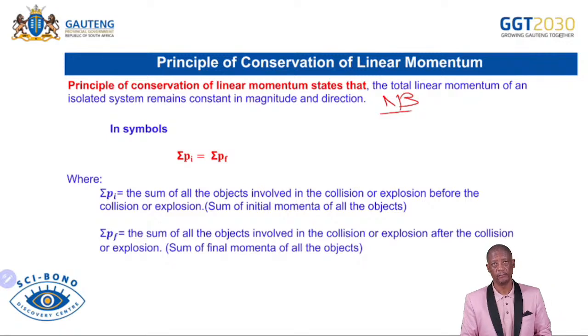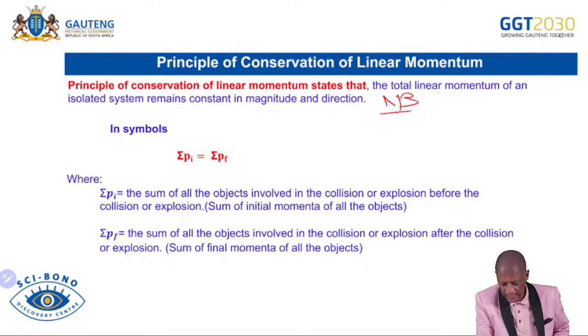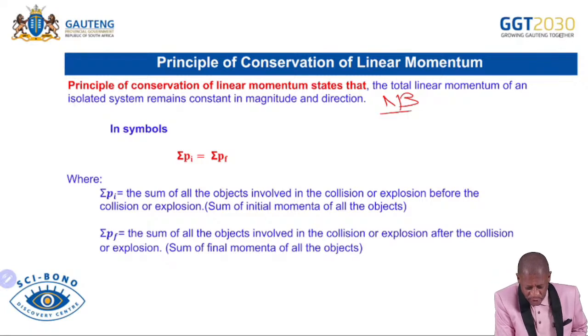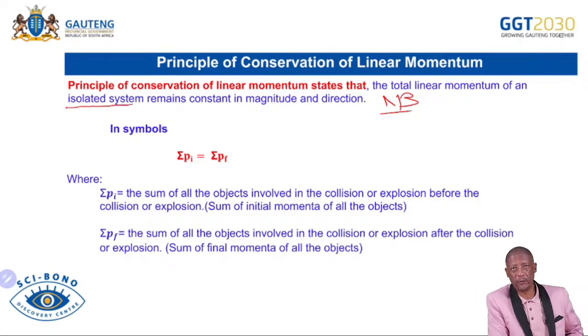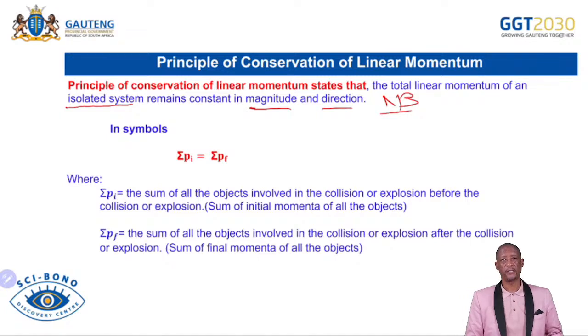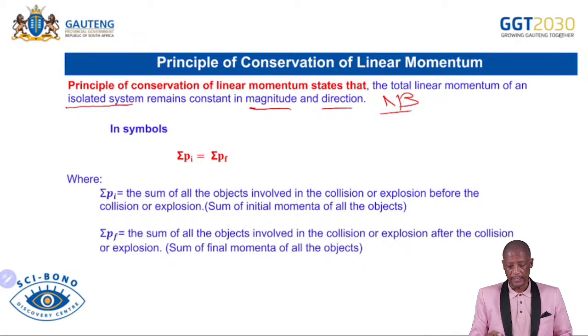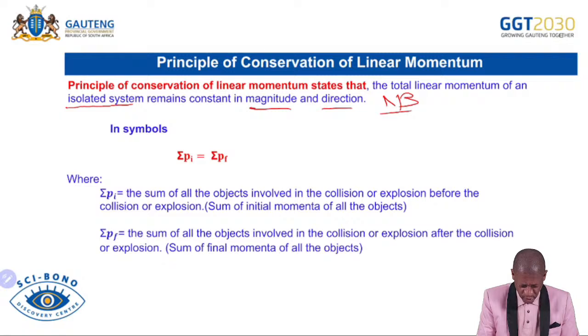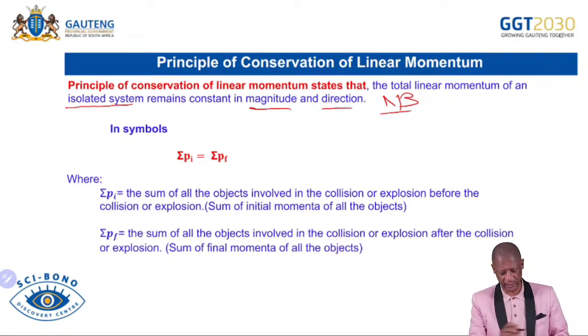You must know, nota bene. The total linear momentum of an isolated system, remember we've dealt with the term isolated system, remains constant in both magnitude and direction. You cannot just leave things here. It's either true or nothing. The total linear momentum of an isolated system, that is number one. Number two, it remains constant in both magnitude and direction. There should be both magnitude and direction.